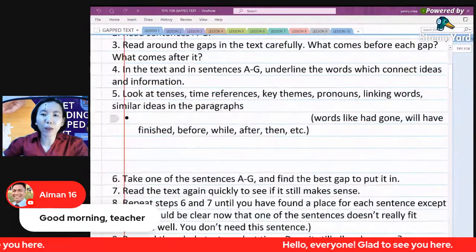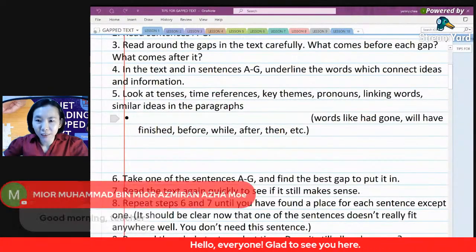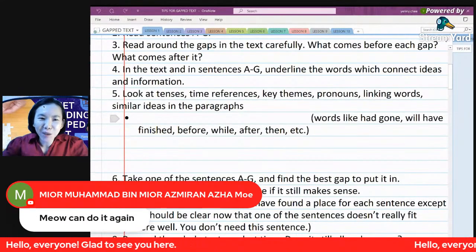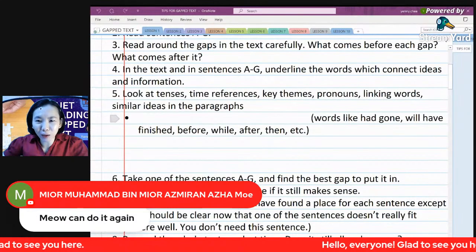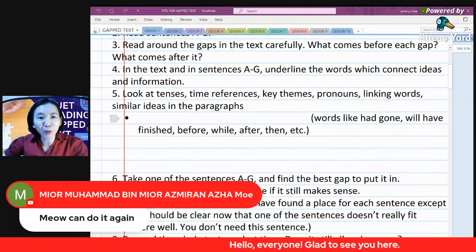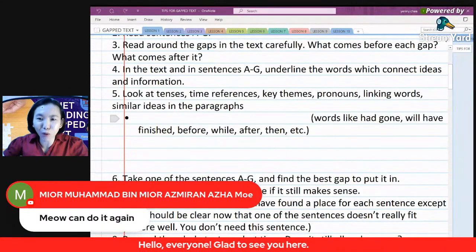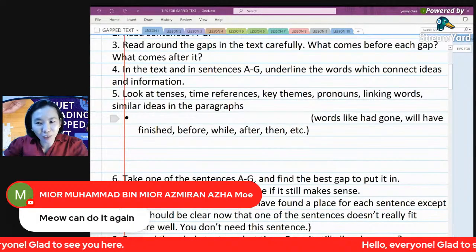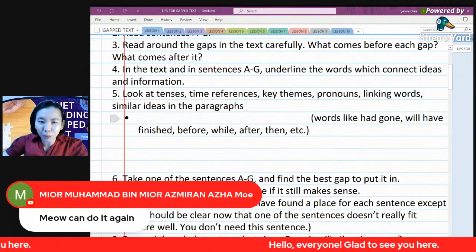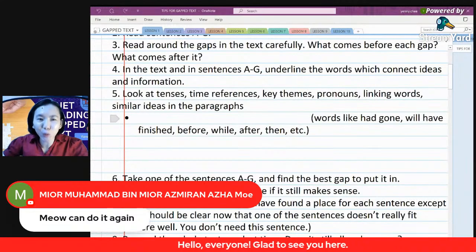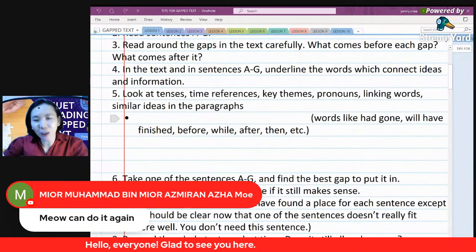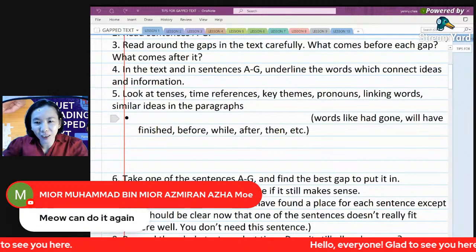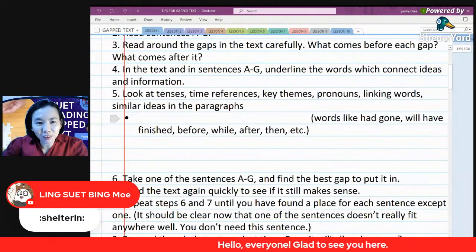All right, since you had done my work, okay, Meow can do it again. Meow, I know you're a very hardworking boy. So make sure you do research first before you send in your essay because the due date is 11 June. Now it is 25th May. You have ample time to do it. So make sure you read everything related to advertisements and celebrities before you hand in. Yeah, who is this? Ling Sweat Bing.